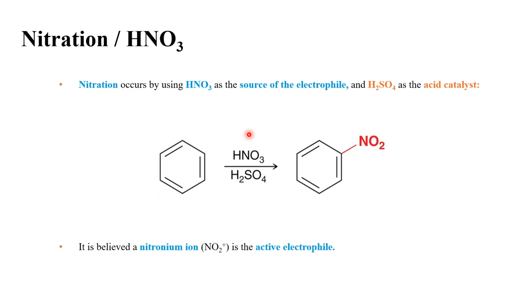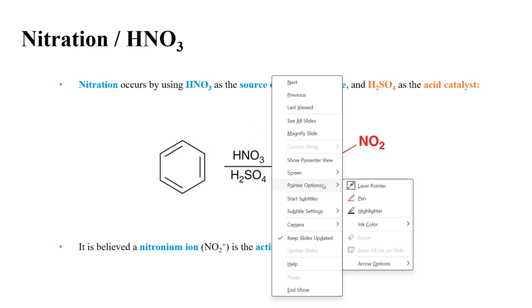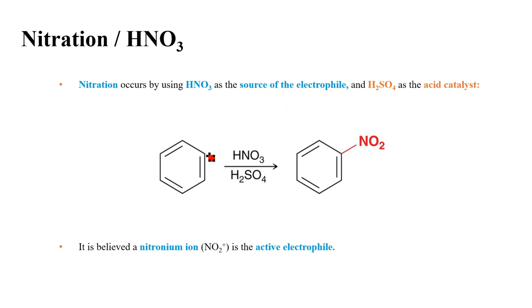Okay, another type of electrophilic aromatic substitution reaction is nitration. Like sulfonations, nitrations are replacing a proton with an NO2, right? That's why it's called nitration, because you're adding an NO2 group. A nitro group is an NO2 group. You guys remember that? Now, nitration occurs when you have HNO3 as the source of the electrophile and H2SO4 as an acid catalyst. Kind of like sulfonation, where H2SO4 is also an acid catalyst. For nitrations, it's the same thing.